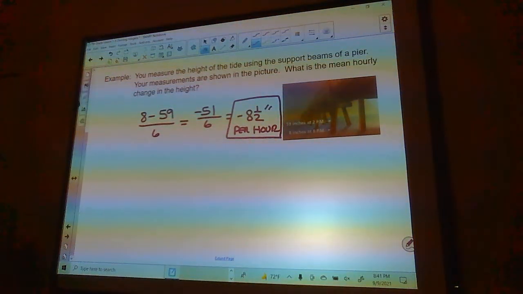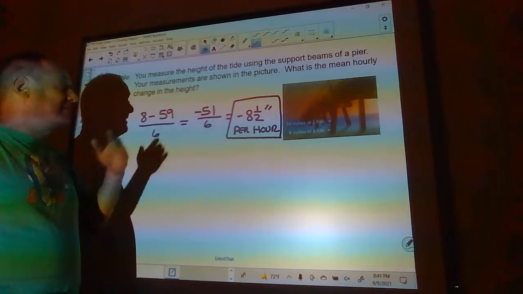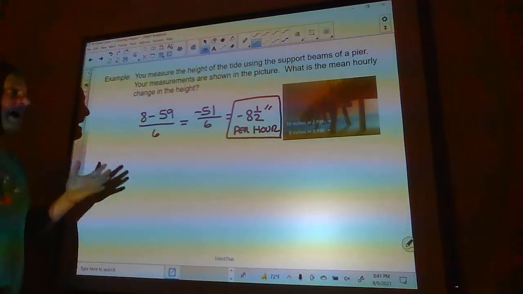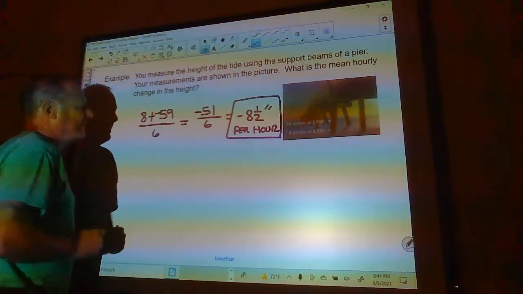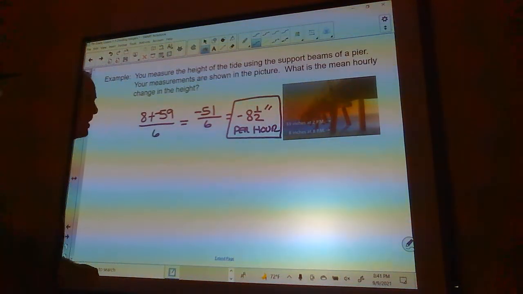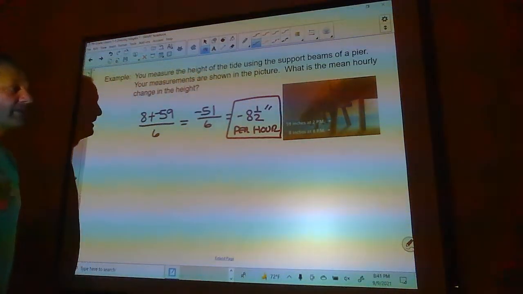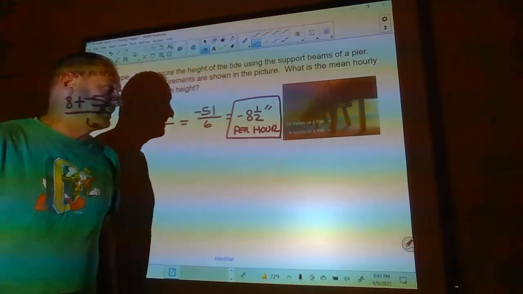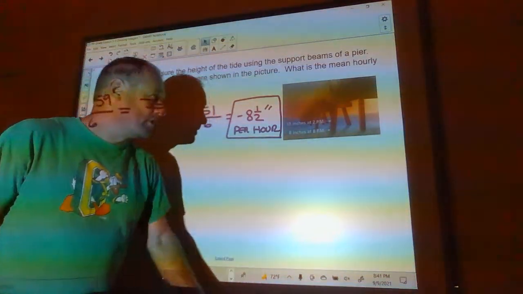That one's a little bit trickier than you think. Okay, a lot of people will take 8 and add 59 because they think averages, oh, you add them up. Well, I'm adding, but I'm adding a negative number because this thing is going down. The tide is decreasing. If it had started at 8 inches and ended at 59 inches, that would be a different story. Then we would add them. Okay.